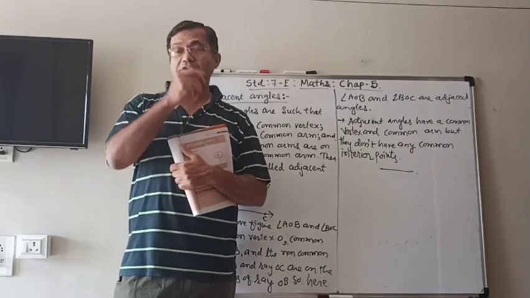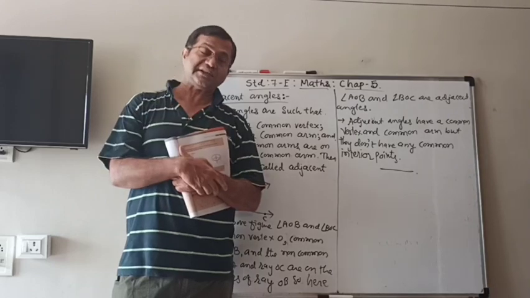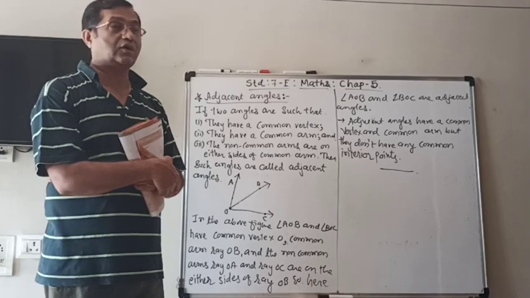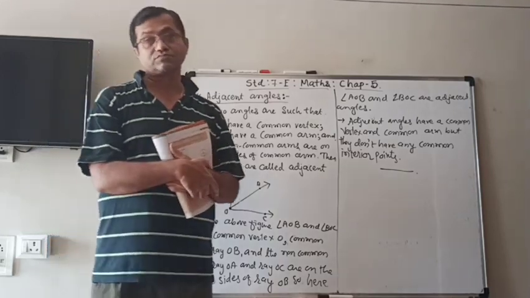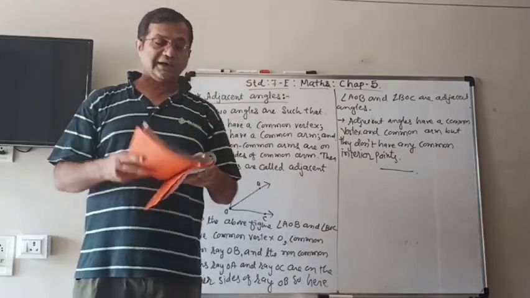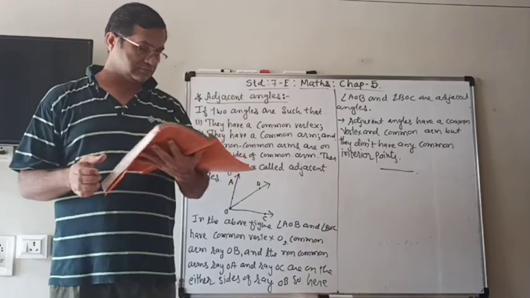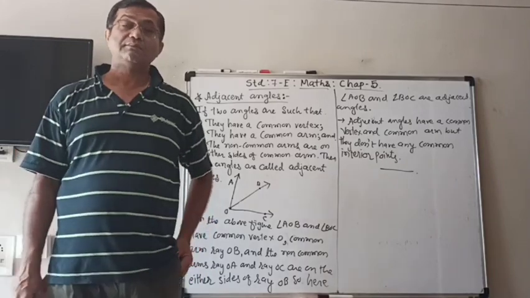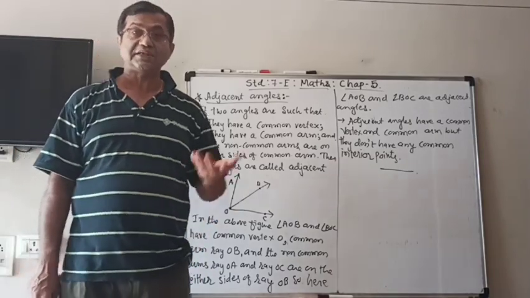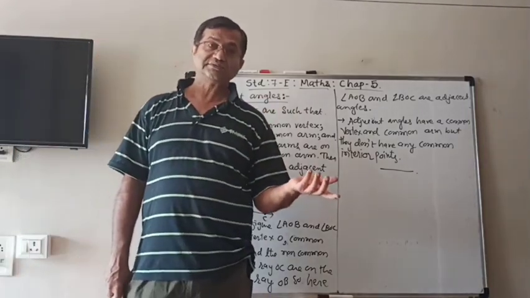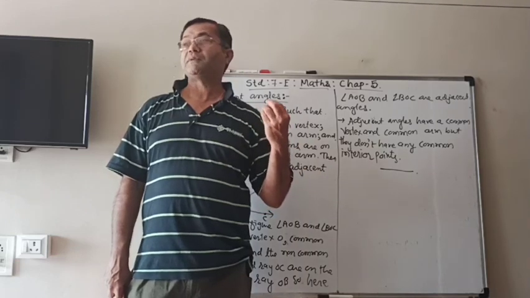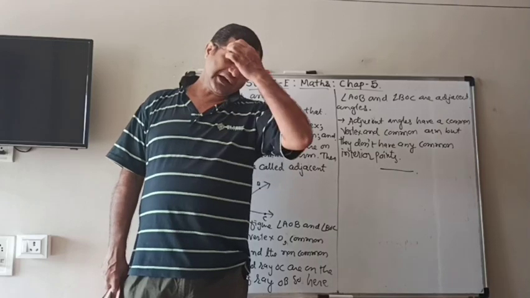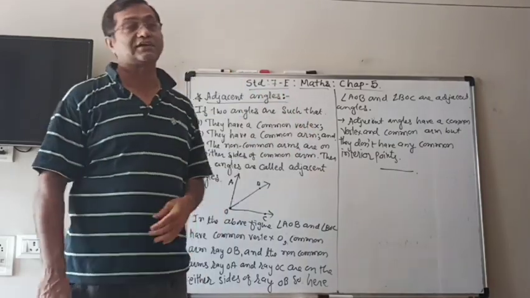Also, we recall the types of angles like acute angle, obtuse angle, right angle or straight angle, etc. Then we learn about the relation between the angles, like if the sum of the measures of two angles is 90 degrees, they are known as complementary angles, and if the sum of the measures of two angles is 180 degrees, then they are known as supplementary angles.